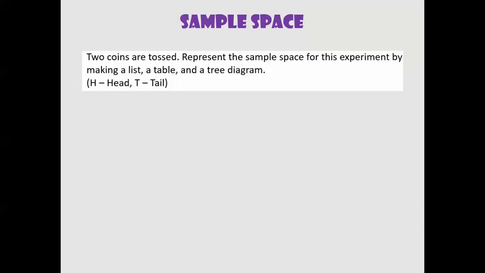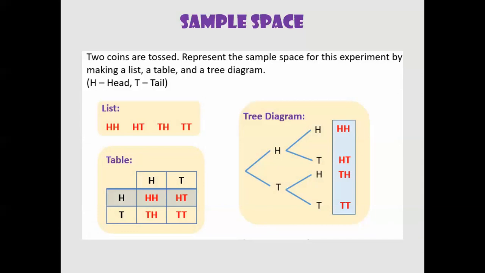So here's an example. If we have two coins being tossed, we want to represent the sample space for all the possibilities that could occur if you toss two coins. We're going to show this in three different ways. The first way I want to address is a list. H stands for heads and T stands for tails, and there are four possibilities of what could occur with those two coins.